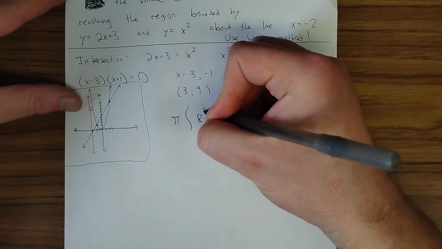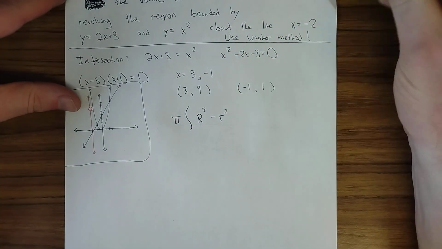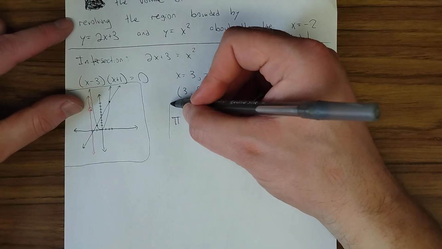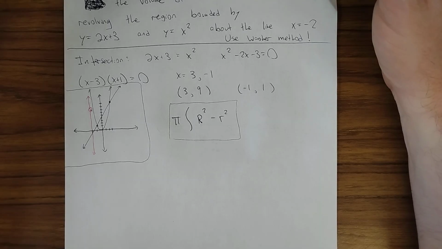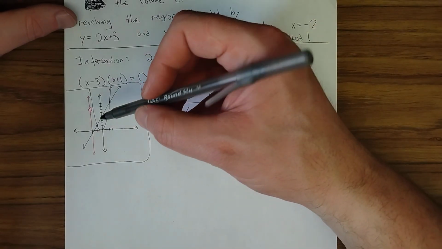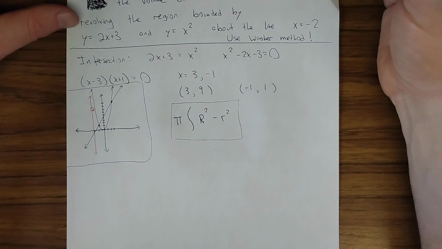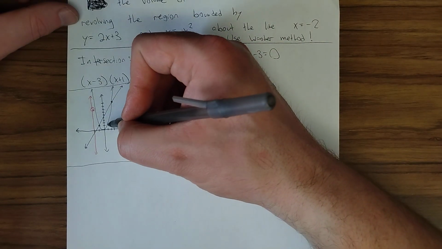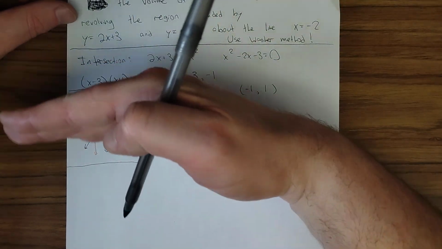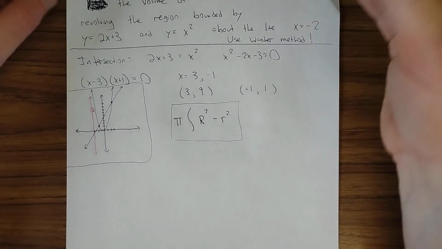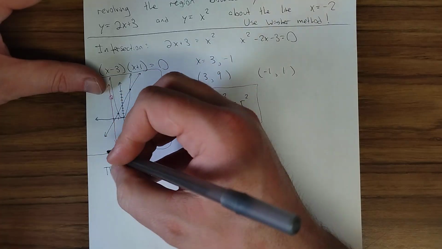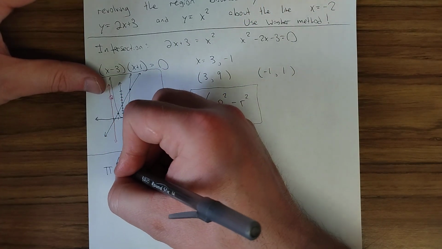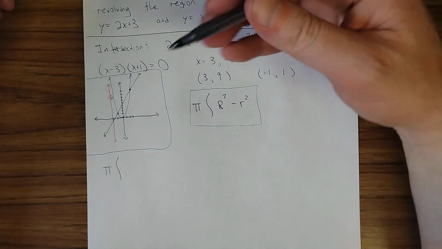First, maybe I should write this down. This is basically how I remember the washer method. And this is going to be an integral with respect to y, because I'm taking horizontal slices and y tells me how high or how low to go. So, let's see if I'm ready to start this.